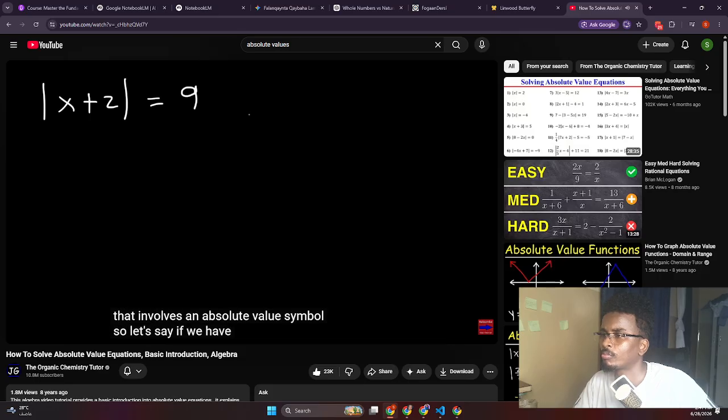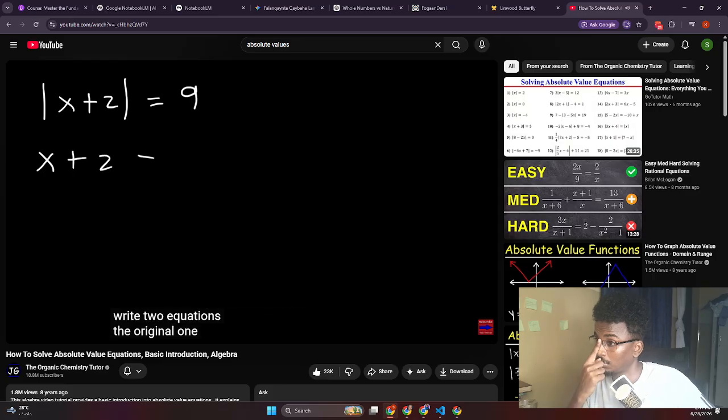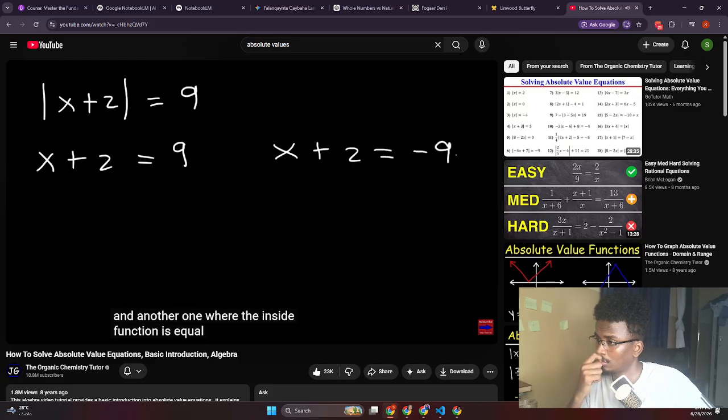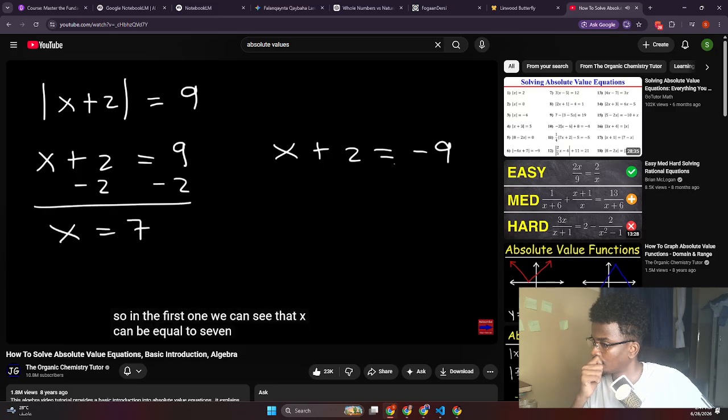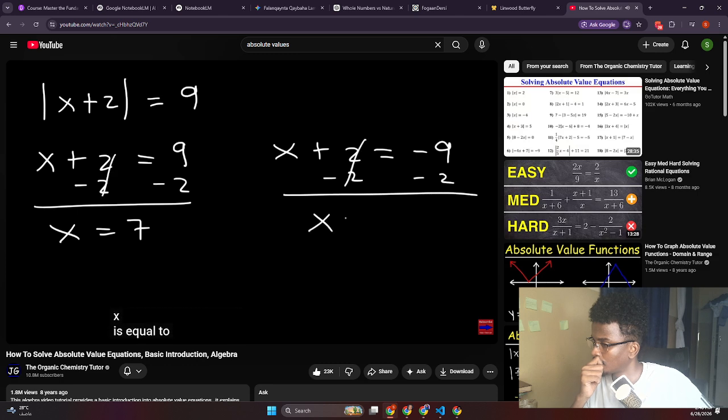So let's say we have the equation, the absolute value of x plus 2 is equal to 9. How can we solve this equation? Well, the first thing you should do is write two equations. The original one, and another one where the inside expression is equal to negative 9 instead of positive 9, and solve for both. So in the first one, we can see that x is equal to 7. And for the second one, x is equal to negative 11. So these are the solutions.